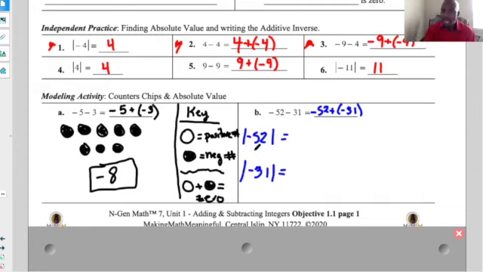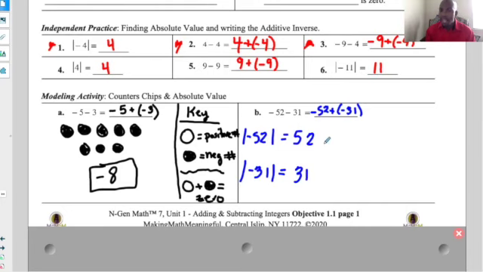And right now, we're looking at it saying, okay, well, here, I want to be able to figure out, okay, what is the absolute value of negative 52? You guys should be saying, what is the distance negative 52 is from 0? And that is 52 spaces. What is the distance of negative 31 from 0? And that is 31 spaces.